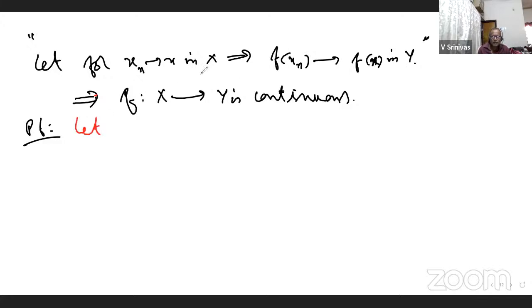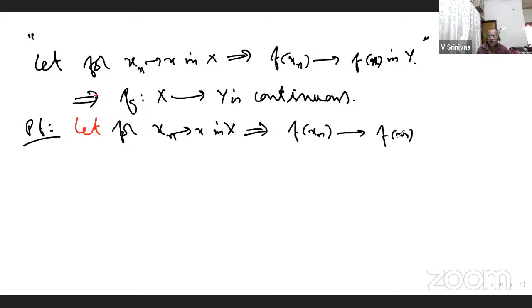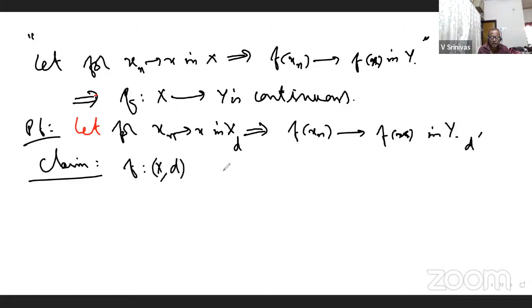Let for x n converging to x in X imply f of x n converges to f of x in Y. Okay. I'm taking d here and d dash here as metrics. Okay. Now I claim f from X to Y is continuous.